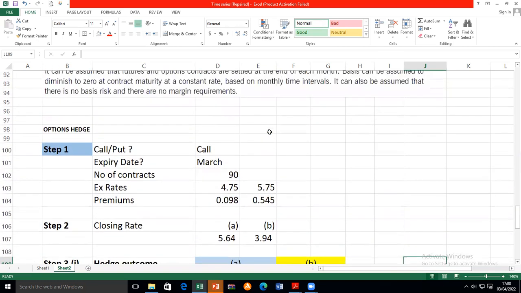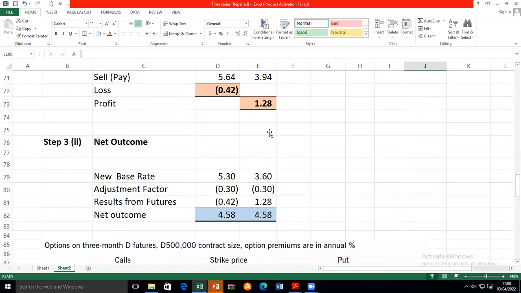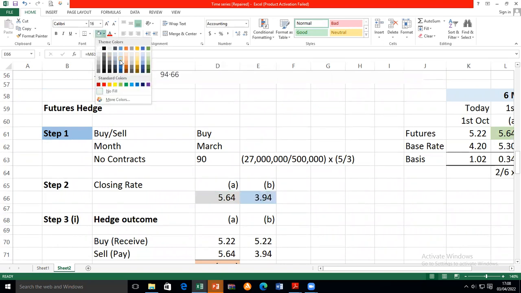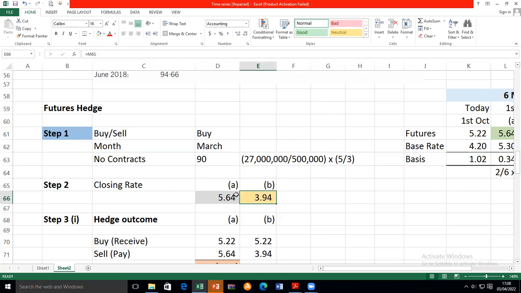I'm struggling to remember what was the logic there. So remember, we're saying that if interest rates go up, the futures price will trade at 5.64. If interest rates go down, then the futures will trade at 3.94. So these become our closing prices. Okay. Thank you.